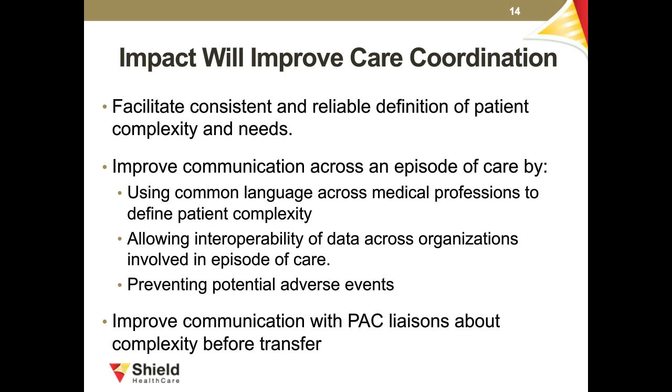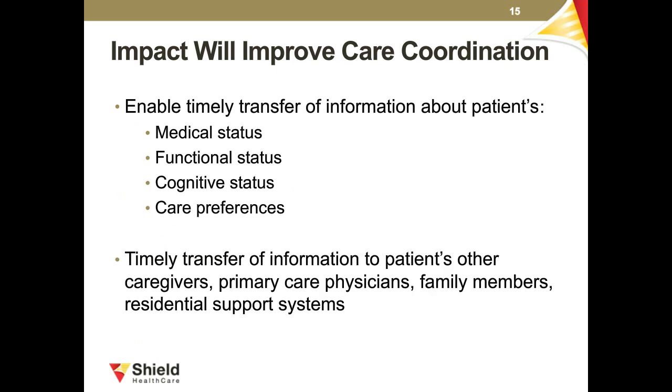It allows interoperability of data across organizations involved in an episode of care, helping us to coordinate those things so we're working together and not going in different directions at the same time, and certainly preventing potential adverse events. We don't want to have any of those adverse events. Some are potentially avoidable. Some of them are not going to be avoidable, but anything we can do to improve the outcomes would be better. There is improved communication with the post-acute care liaisons about complexity from the transfer, so we start on a knowledgeable base instead of all of us starting from ground zero at the same time. Why do we have to reinvent the wheel and always do those kinds of information?